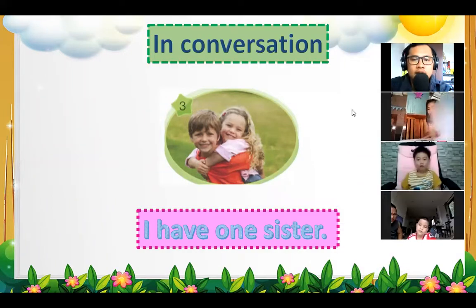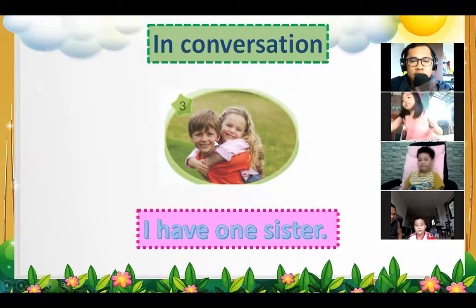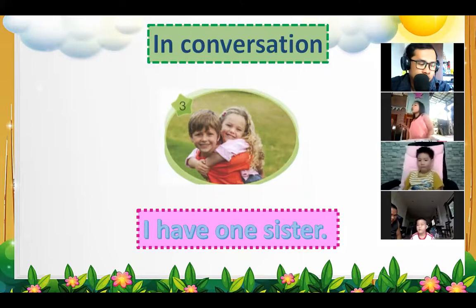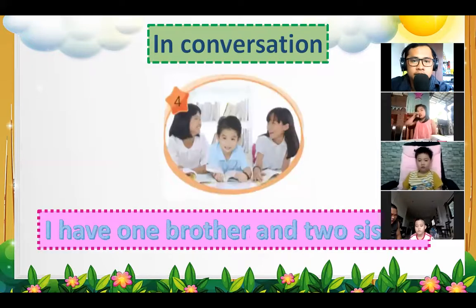I have one sister. So I can see a boy and a girl in the picture. So there are two of them. And the boy said, I have one sister. So now let's go to the next page.